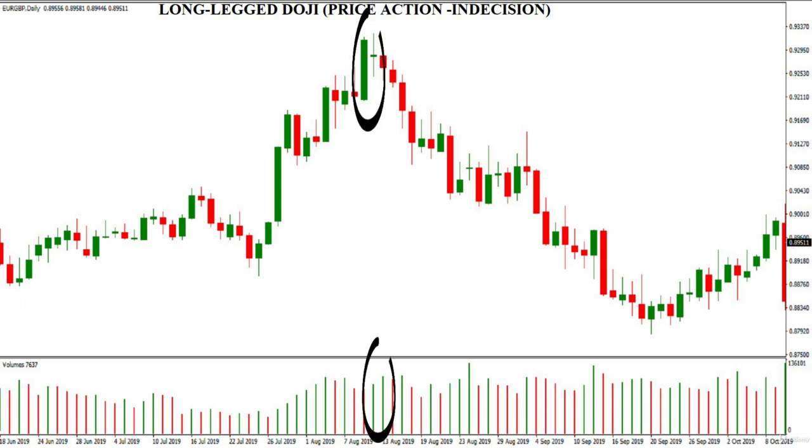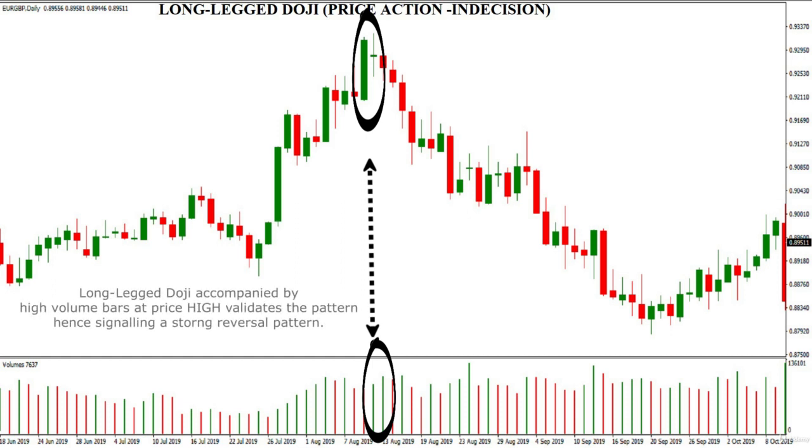On this chart of euro and pound, a long-legged doji follows a strong bullish candle. However, what makes this pattern immensely powerful is the increased volume on long-legged doji. This increasing volume sequence is the price validation that a retail trader must capitalize on.